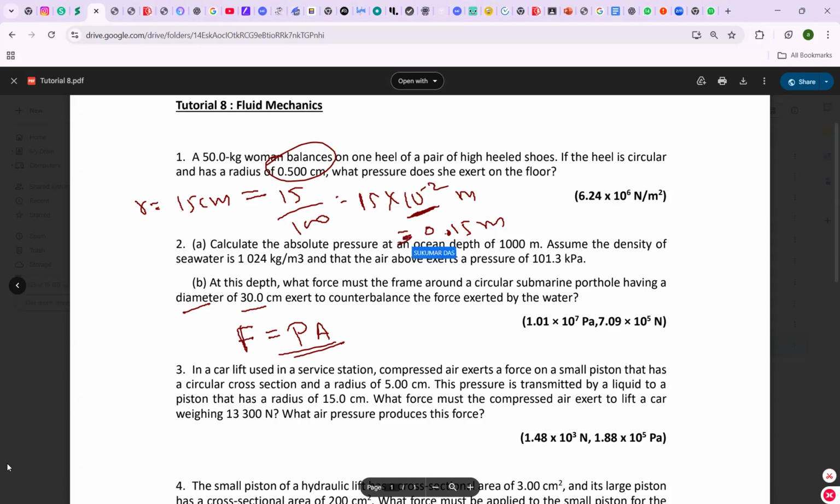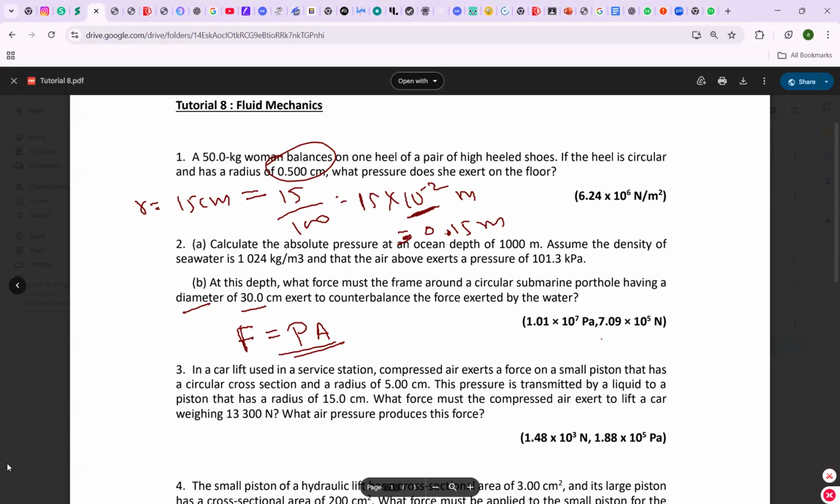So yes, you can do 0.15 meter. That's correct. And then we multiply our answer 0.15 into 6.24 into 10 power 6, because this is the pressure. So 0.15 into 6.24 into 10 power 6 gives us 936,000 as the force. Are you getting the same answer? No, I got 936,000.